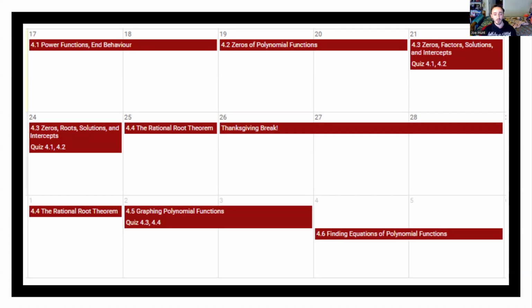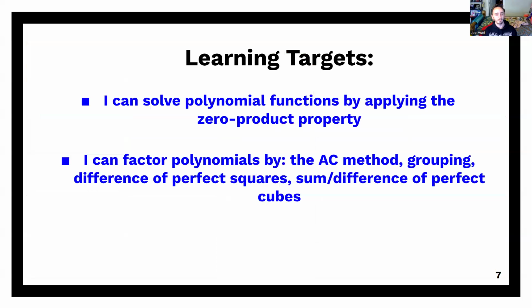Then as we go into Thanksgiving break, we're going to talk about the rational root theorem. Kind of a nice to know in the sense that it helps guide us into how to find some of these different roots when we can't necessarily factor to get them. And then we'll start wrapping things up with graphing and finding equations of polynomials, and that'll reinforce an idea that we talk about a little bit here that we refer to as multiplicity.